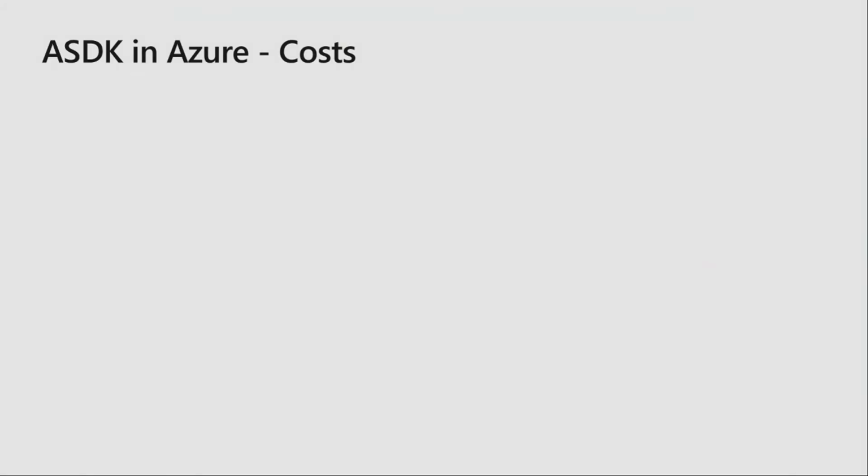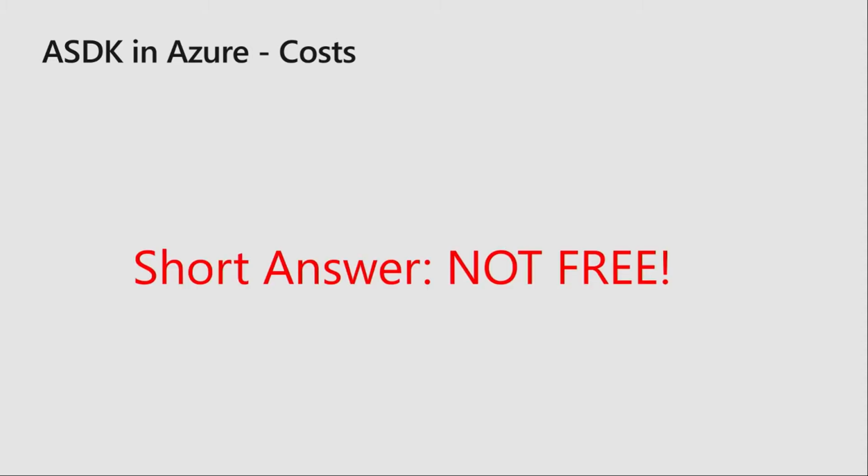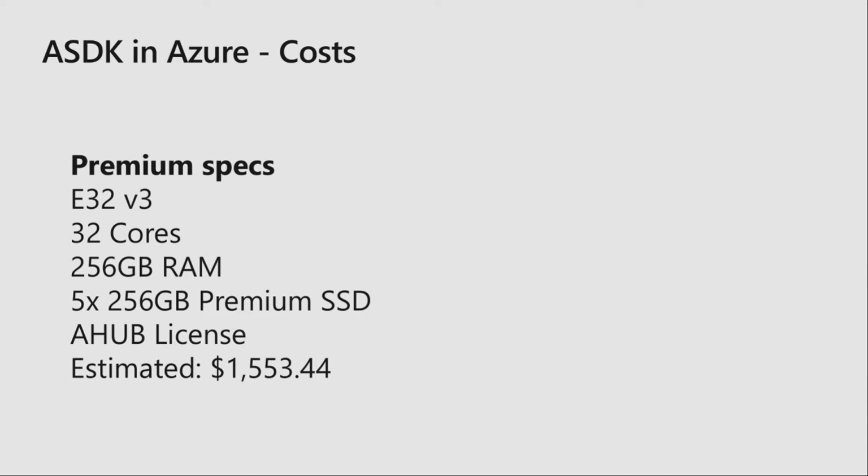Now the question that you might be wondering to yourself is, how much does this cost? Because you know that it's not going to be cheap. The answer is it's not free. You are running in Azure, you can't run on a free tier for this size VM. If you wanted to go premium, you wanted to go all out, you could provision this as an E32 with 32 cores, 256 gig of RAM, 5 256 premium SSDs, and that's going to run you about $1,500 a month to run. Not cheap.